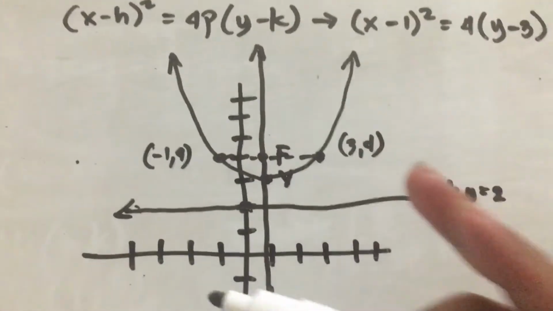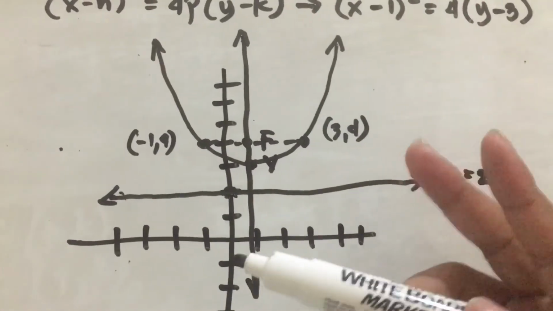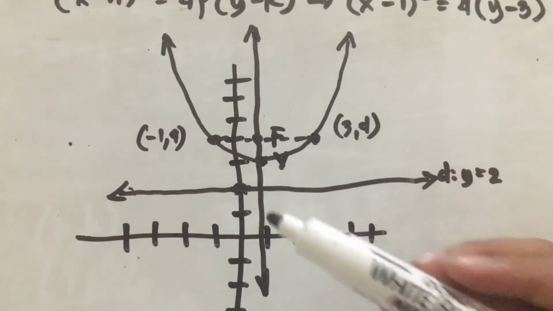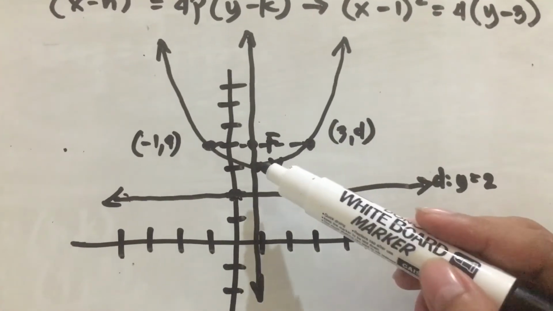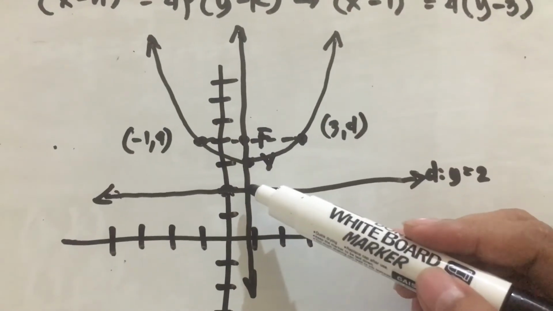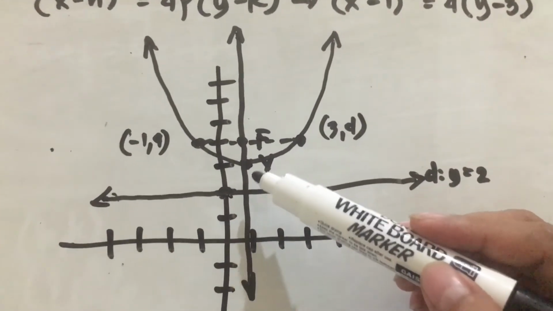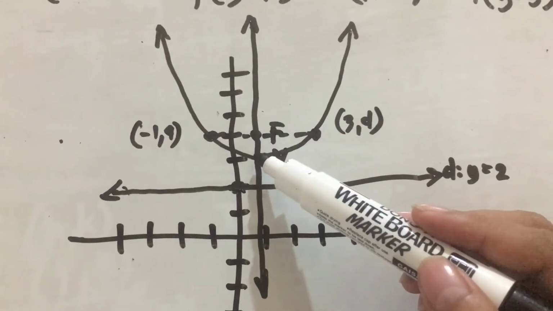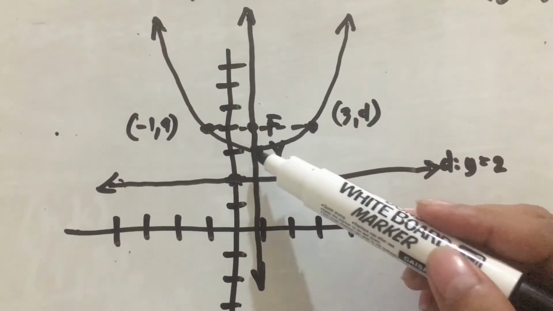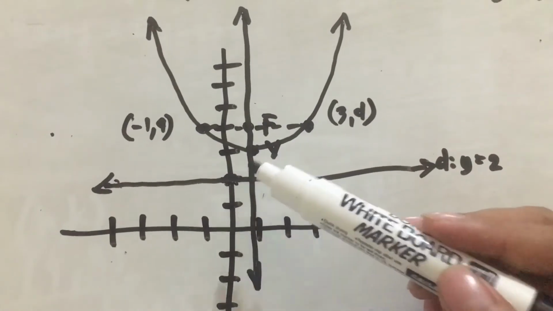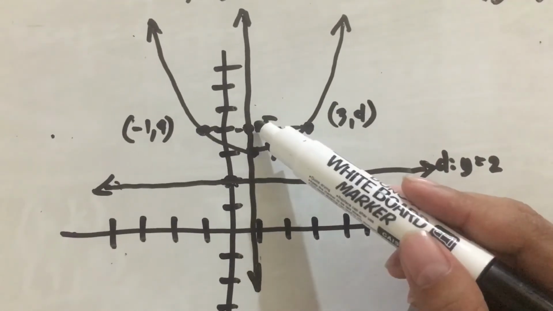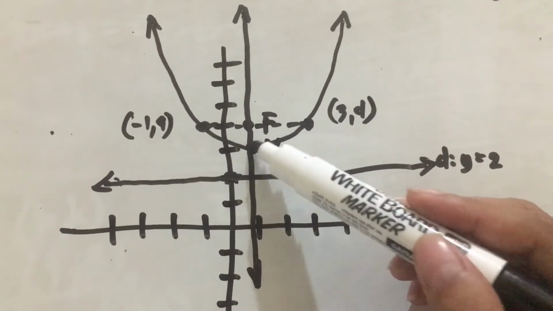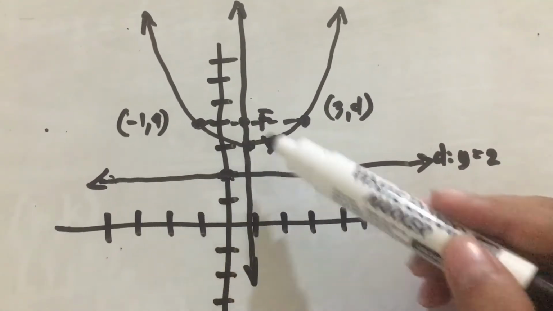Now, there are always hints to check if your answer is correct. First to check is that the distance from the vertex to the directrix is equal to the distance from the vertex to the focus. So how many units is the vertex to focus? Only 1 unit. The vertex to directrix is also only 1 unit. So, therefore, they are equal.